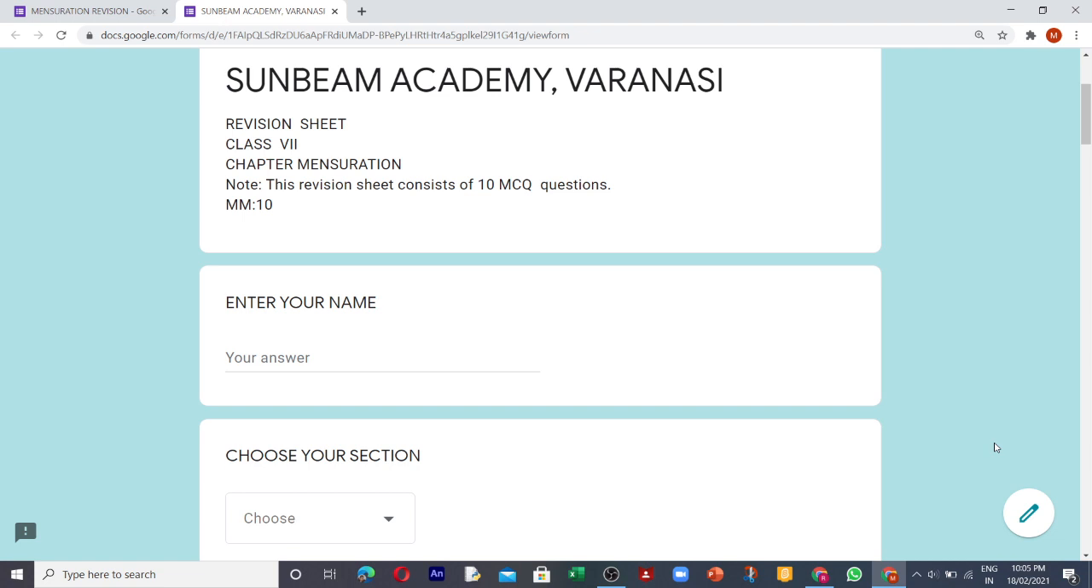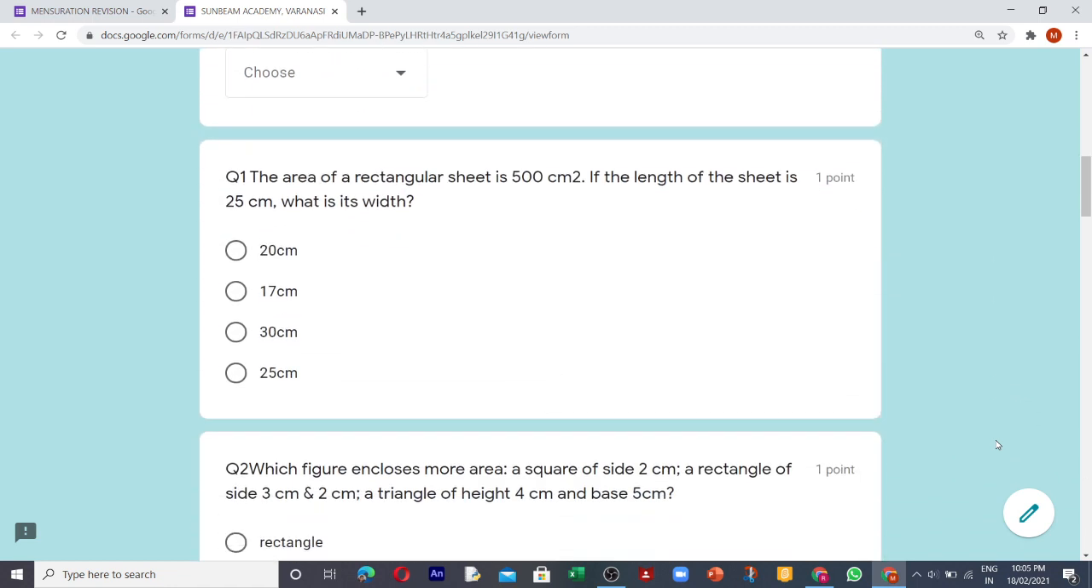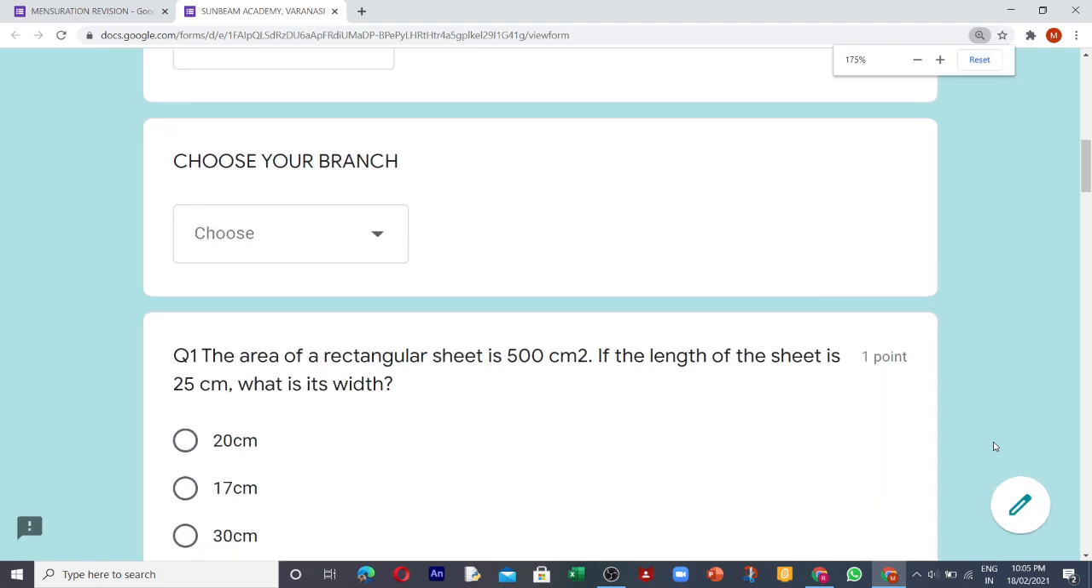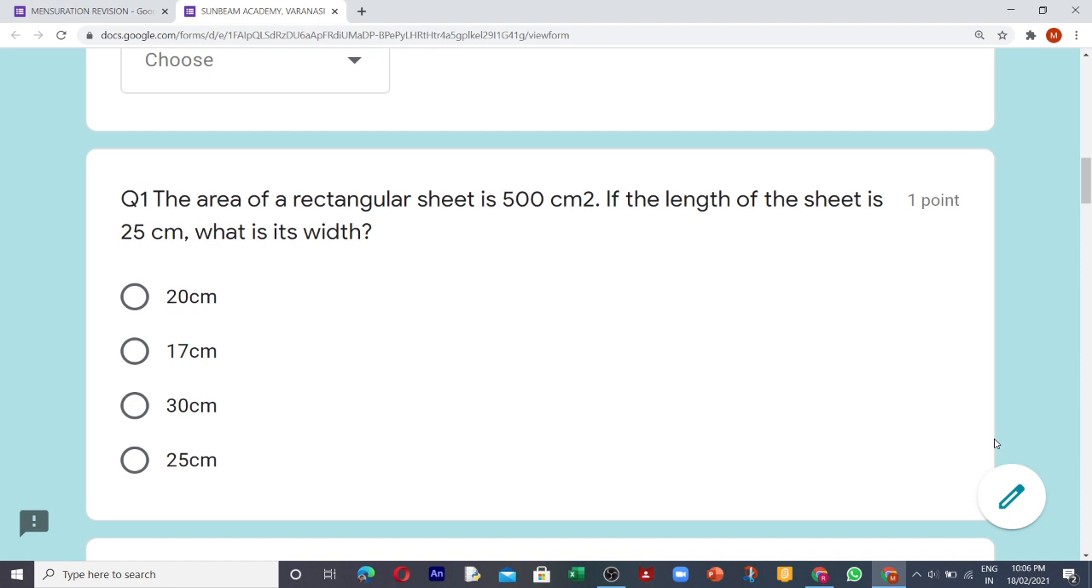Whatever link I have posted, you will click on that, and then you can see this paper. What you have to do in this is write your name. Write down your name. Then next is your section. Then branch. And now this is the first question. Now see the first question. I hope you people are able to see it. Let me maximize it. So now see this first question and solve it, children.